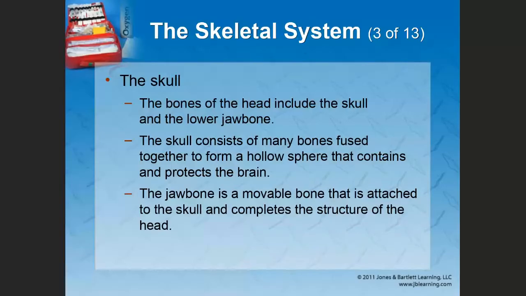So let's look at the skull. Bones of the head include the skull and the lower jawbone. The skull consists of many bones fused together to form a hollow sphere that contains and protects the brain. The jawbone is a movable bone that is attached to the skull and completes the structure of the head.